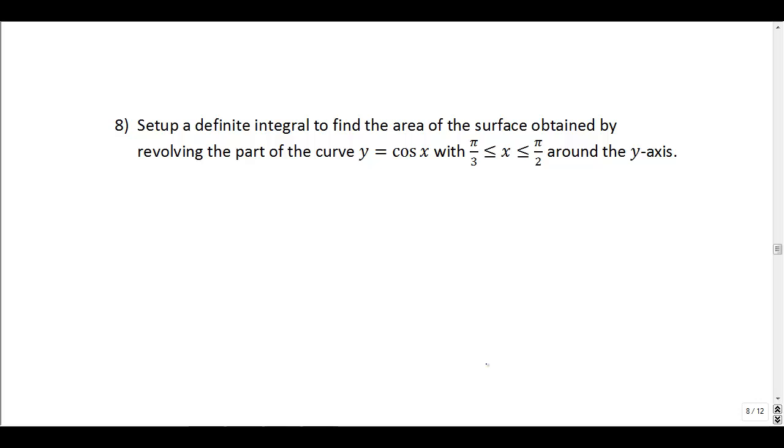So in this next problem, we're going to try and set up a definite integral to find the area of the surface obtained by revolving the part of the curve y equals cosine x with x between pi over 3 and pi over 2 around the y-axis. So this is a surface area question.